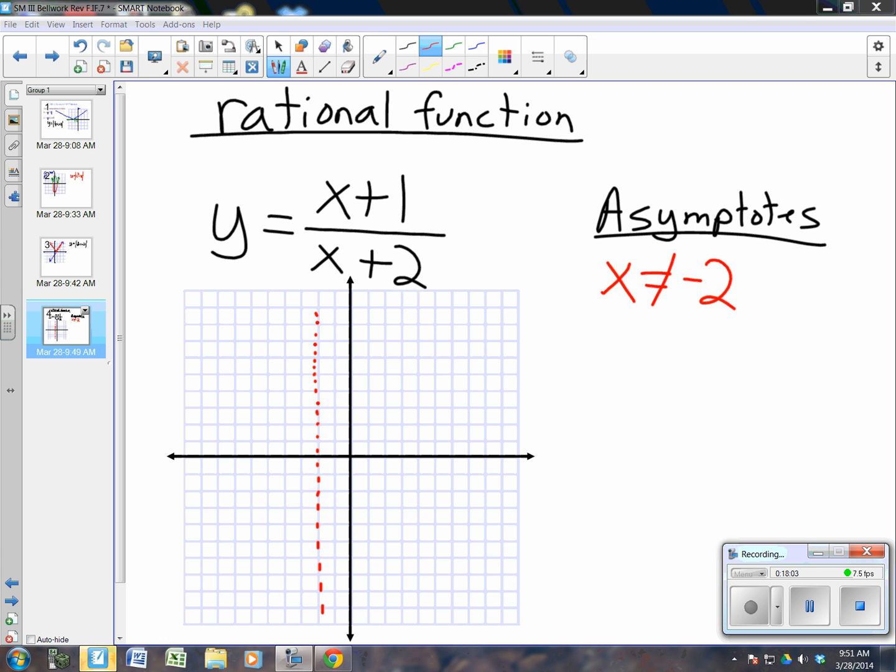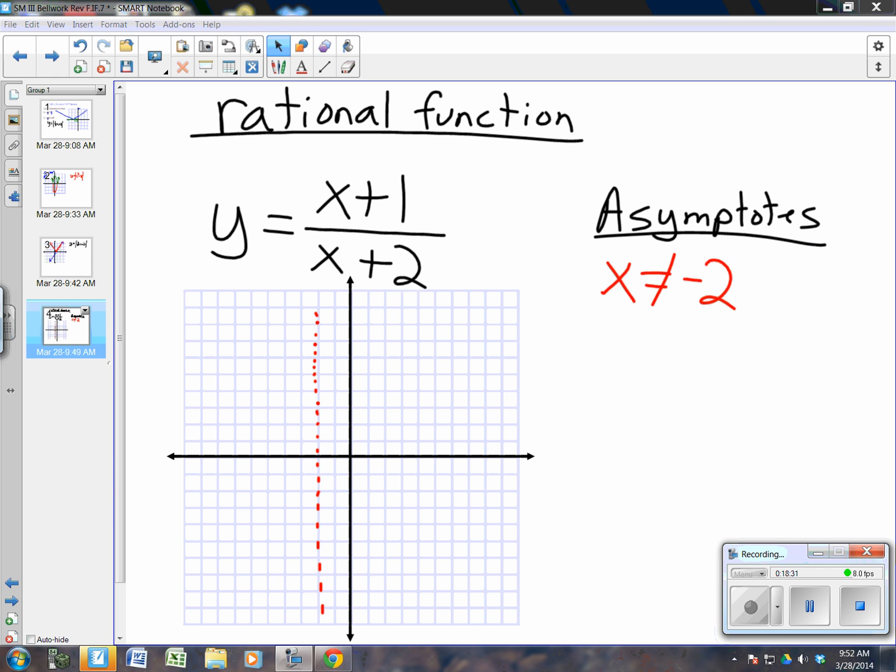Remember, an asymptote is an imaginary barrier that the graph gets closer and closer to but never touches. With vertical asymptotes, the graph will never cross it. Now, sometimes with horizontal asymptotes, they do. But that's how you find vertical asymptotes. You just set the denominator equal to 0. I want everybody to write that down. To find a vertical asymptote, set the denominator equal to 0.